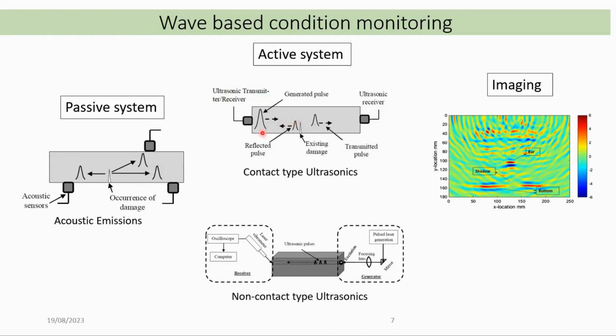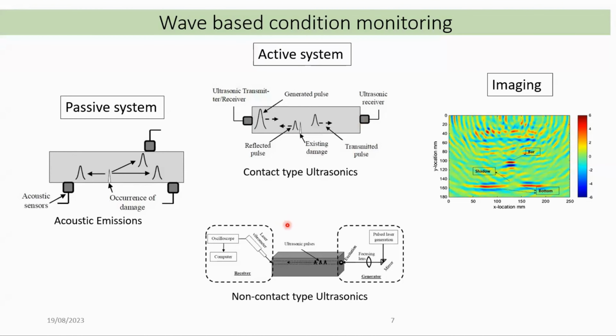And this can be done in two ways. One is through traditional piezo-based devices, where we have piezo sensors on the structure. These piezo devices send a wave, another piezo device receives the wave, and based on our interpretation, we try to find out what is going on.